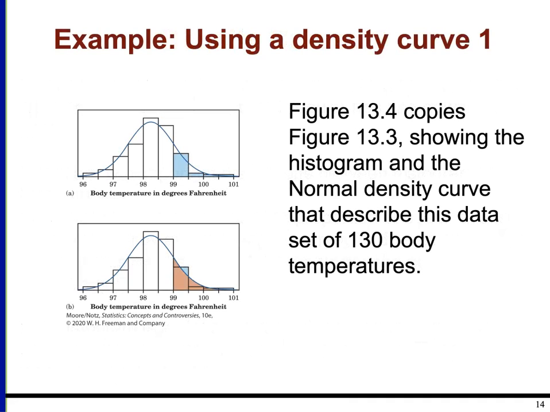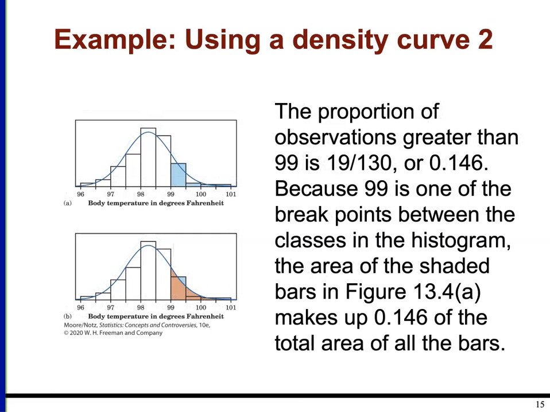You can see here we're looking at the body temperature in degrees Fahrenheit for 130 body temperature observations. If we're looking for the proportion of temperatures 99 and above, on the histogram, you would be looking at the area in the rectangles. In the density curve, you would be looking at the area in that curved shape that kind of looks like a triangle, but it's not quite a triangle. So we'll have to come up with a way to find the area, and we'll be using some special tables to help us with that.